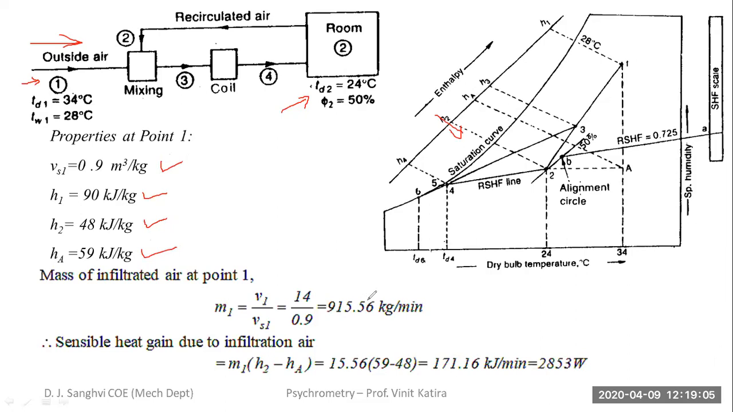So after finding these values, we can find the mass flow rate of air. That is M1. M1 is your volume flow rate that is given in the question divided by the specific volume at point 1. Sir, how do we find HA? For HA, you have to split this cooling and dehumidification process into two parts. That is your sensible cooling and dehumidification. Here it is, I've shown in this diagram where I'm marking. Okay, sir, got it.